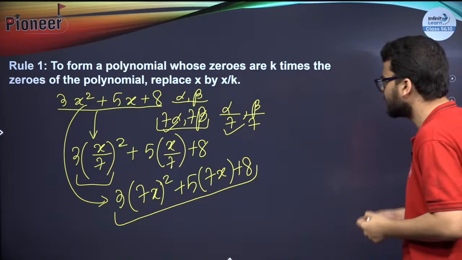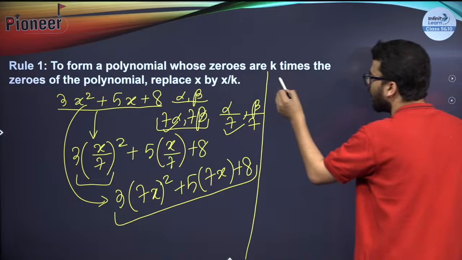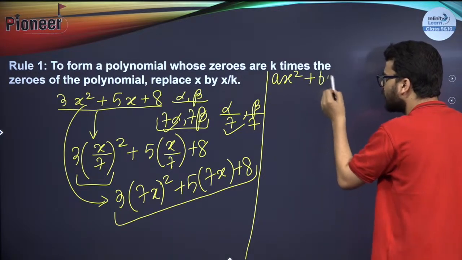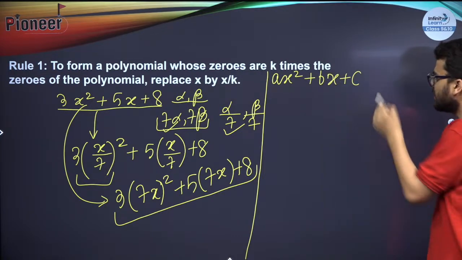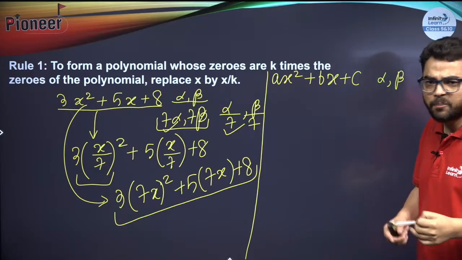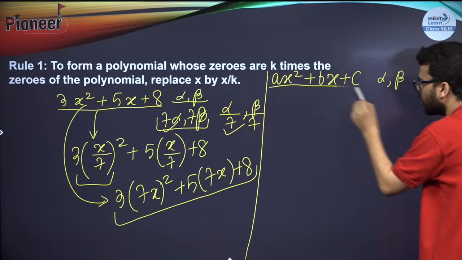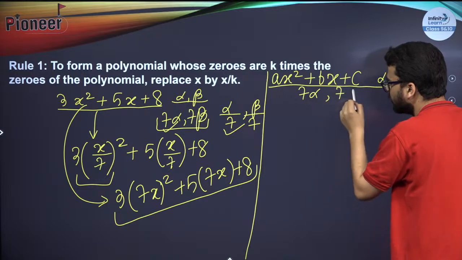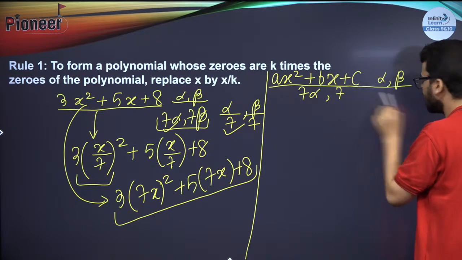So understand it like this. See, just understand it like this. Suppose the actual form of the polynomial is a quadratic polynomial, suppose ax square plus bx plus c. Okay, you have got this polynomial. The zeros of this polynomial are alpha and beta. Now you want a polynomial whose zeros are 7 times the zeros of this polynomial. It means they are 7 alpha, 7 beta. They are 7 alpha and 7 beta over here, right?